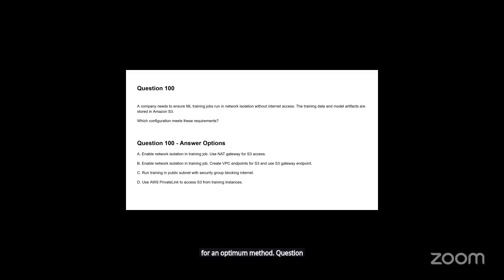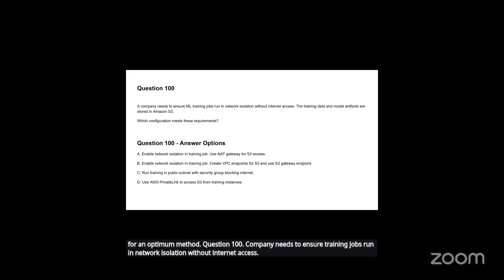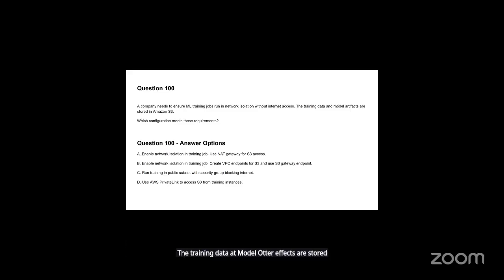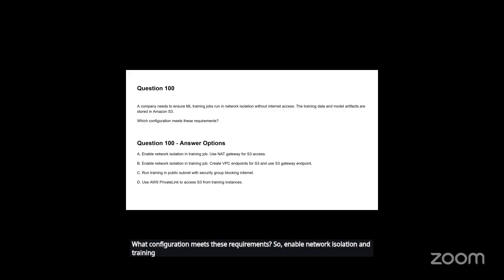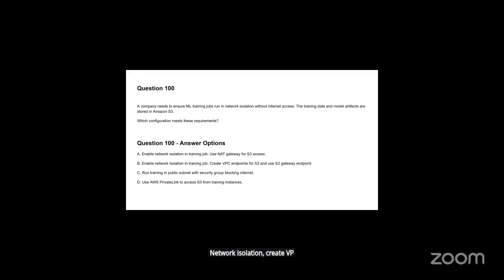Question 100. A company needs to ensure training jobs run in network isolation without internet access. The training data and model artifacts are stored in S3. What configuration meets these requirements? Enable network isolation in training, use a NAT gateway for S3. Network isolation, create VPC endpoints for S3 and use an S3 gateway endpoint. Training in a public subnet with a security group blocking the internet. PrivateLink to access S3 from training instances.